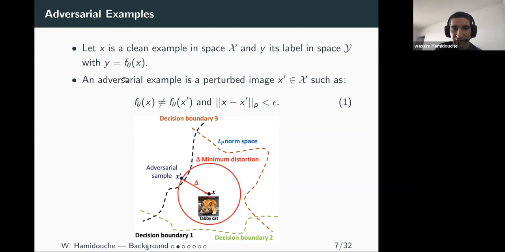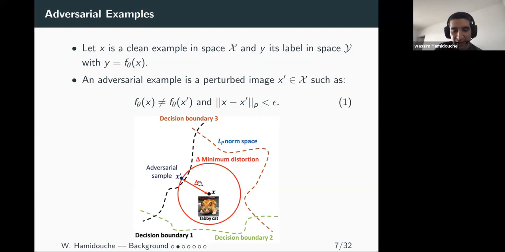Now, what is an adversarial example? It's X prime, which is also in the same space X, such that f theta of X will be different from f theta of X prime. So the label of the original image and the label of the adversarial example will be different. The second condition is that the clean image and the adversarial example are close in terms of distance, bounded by a small epsilon constant.